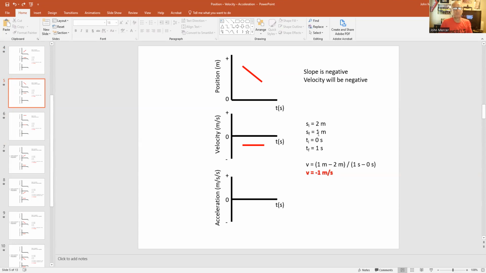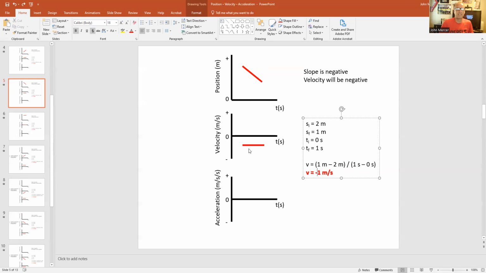So let's put some numbers to it. Well, slope is negative, velocity will be negative. The initial position being 2, the final position being 1, the initial time being 0, and the final time being 1. So final minus initial divided by the change in time. That's negative 1 meter per second divided by 1 second. That's negative 1 meter per second for velocity.